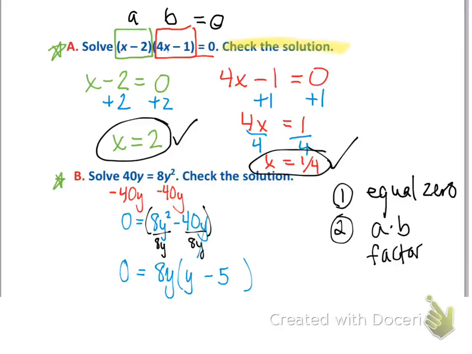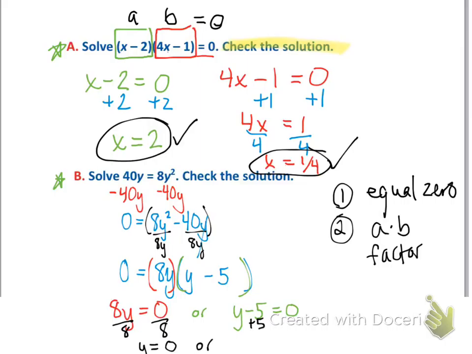Now I have a number times a number. Look, a number times a number. So now I use the zero product property, the ZPP, and I say either 8y equals 0 or y minus 5 equals 0. And my possible solutions then become y equals 0 or y equals 5. And I could go back and check, and I would find out that it works.